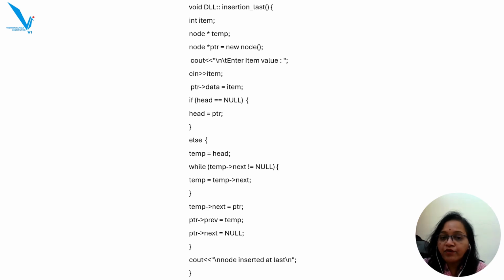And then while temp of next is not equal to null, you have to do temp is equal to temp of next. So our temp is initially pointing to what? Head node. And then you have to do temp is equal to temp of next until you reach the last node. And once you reach the last node, these are the updations you have to do. Temp of next is equal to pointer, pointer of previous is equal to temp, and pointer of next is equal to null. And then you have to give a message that node inserted successfully at the last position. So let us see this with the help of animation to get a more clear picture of it.